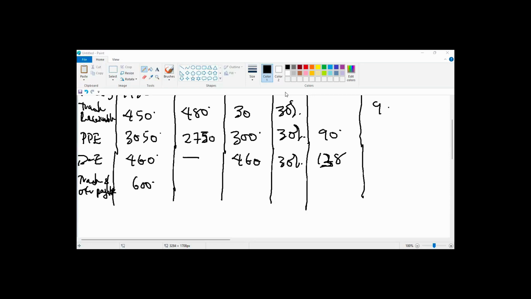Included in other payables are accrued expenses of 100, whose related expenses are deductible for tax purpose only on cash basis, only 100 out of this 600. Okay.